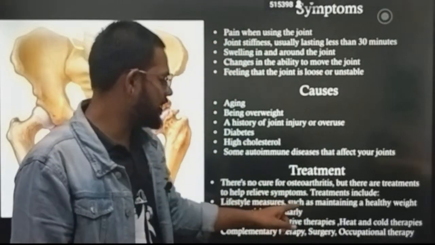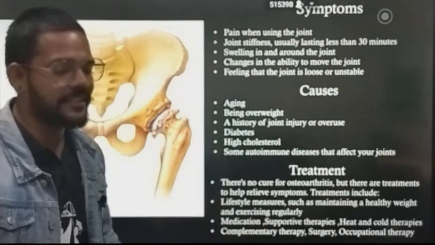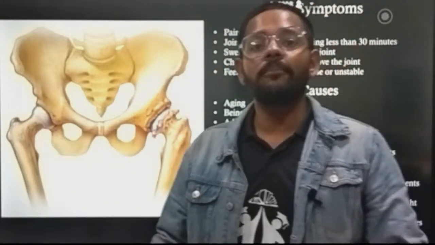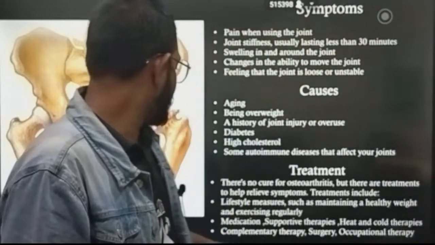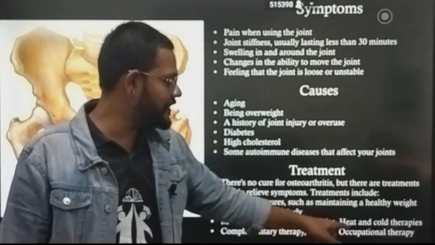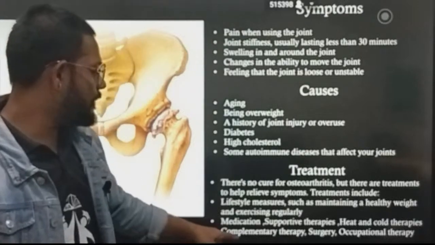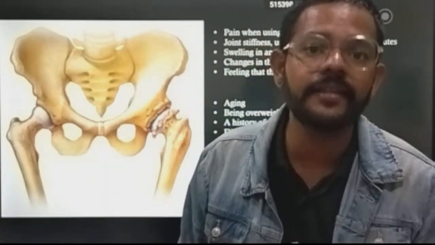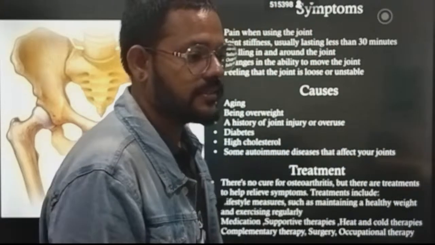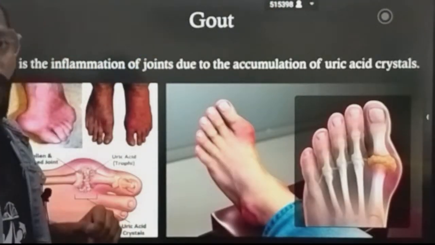Okay, lifestyle measures such as maintaining a healthy weight or exercising regularly. Okay, if you do regular exercise, automatically your body weight remains constant, okay, and it will not overload your bone. Okay, next, medication, supportive therapies, heat and cold therapies, complementary therapies, surgery and occupational therapies, these all are the treatments for osteoarthritis. Okay, next we have gout.